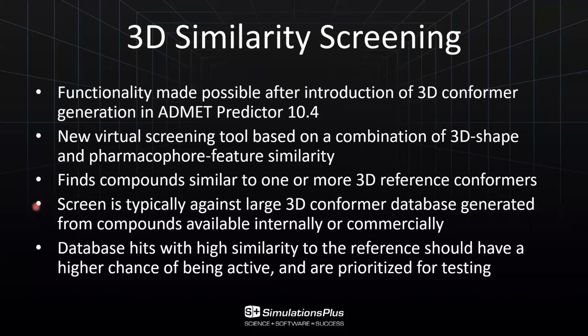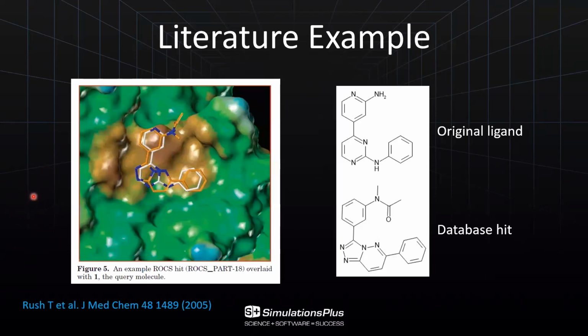The screen is typically against a large 3D conformer database that's generated from compounds available internally or commercially. And database hits with a high similarity to the reference would have a higher chance of being active and would be prioritized for acquisition and testing. This slide just illustrates the idea.